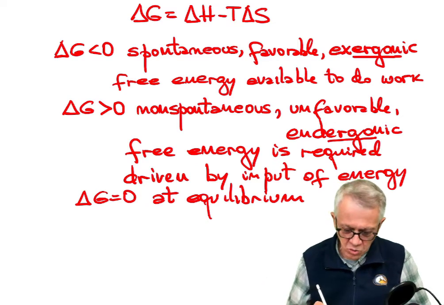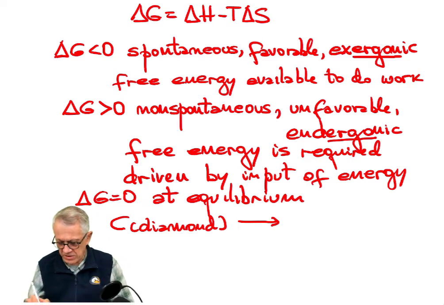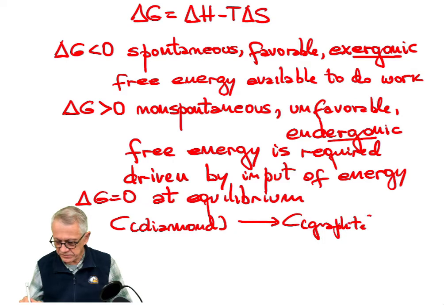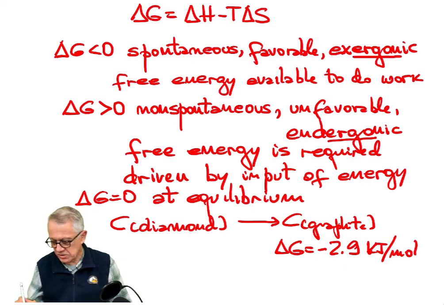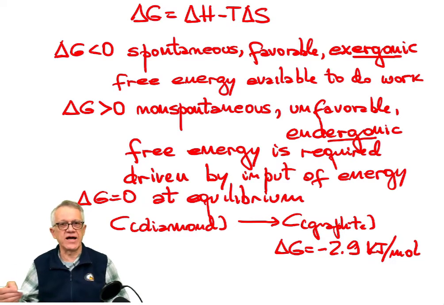For example, one reaction: carbon exists in the form of diamond, and in the form of graphite, and the delta G for this reaction is minus 2.9 kilojoules per mole. So is this a spontaneous reaction? Yes. Is this a fast reaction? Not at all. So we don't have to worry. A diamond is becoming graphite, but the reaction is so slow that we are not going to perceive any change in our lifetime because the reaction is very slow.